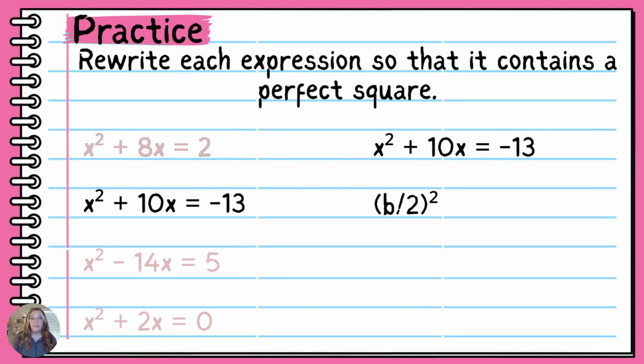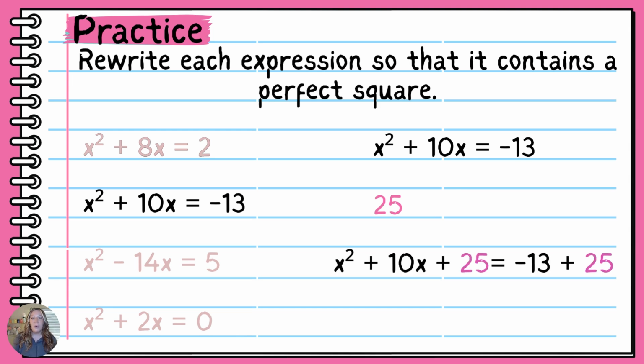So we'll take half of b, which in our case is 10. So 10 divided by 2 is 5, and 5 squared is 25. So we'll add that to our equation. -13 plus 25 on the right side can be simplified to 12. On the left side, we want to make it a perfect square. So we'll take half of b, which is 5, so it will be (x + 5) squared equals 12.